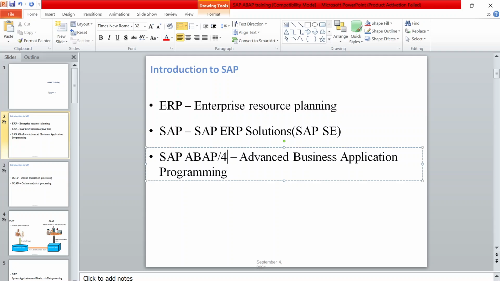In the next session, I'll be explaining what the different generations of programming languages are and what the difference between each generation is. ABAP is a fourth generation programming language. What is the first generation programming language? Anyone know? Machine language. It contains only zeros and ones.